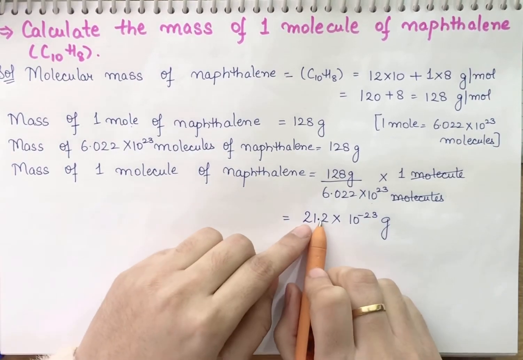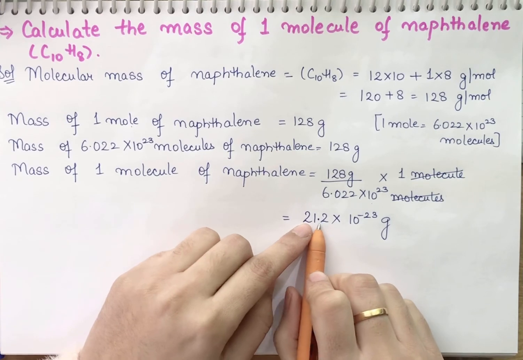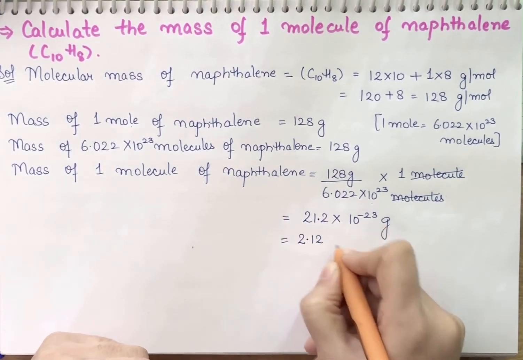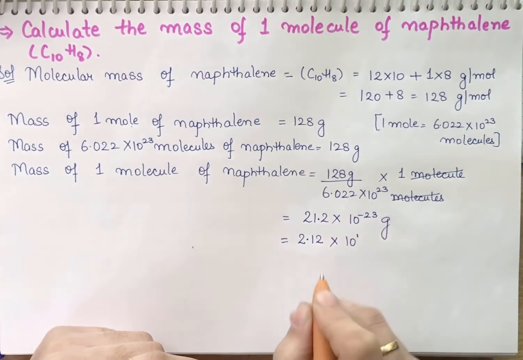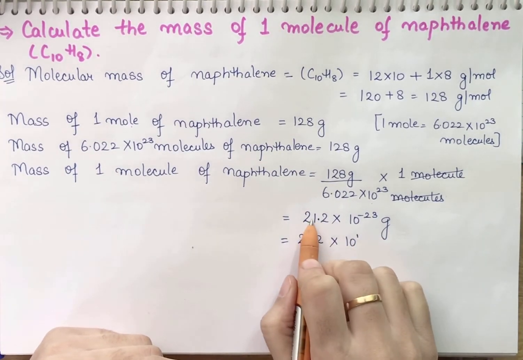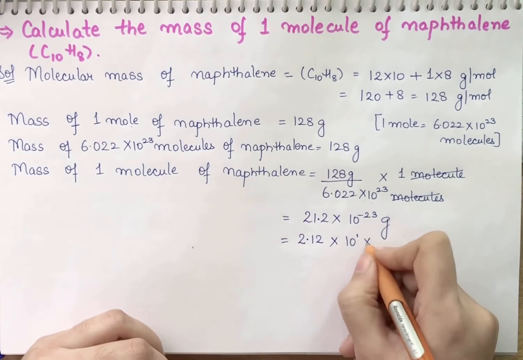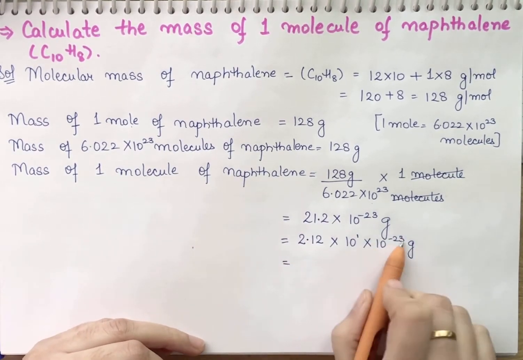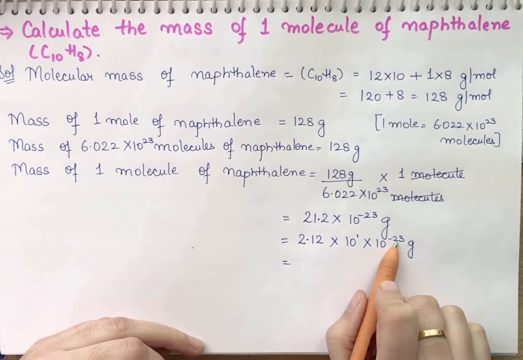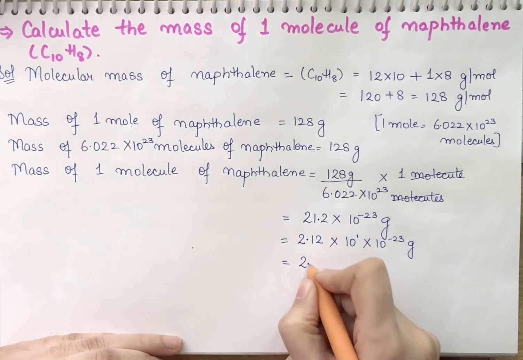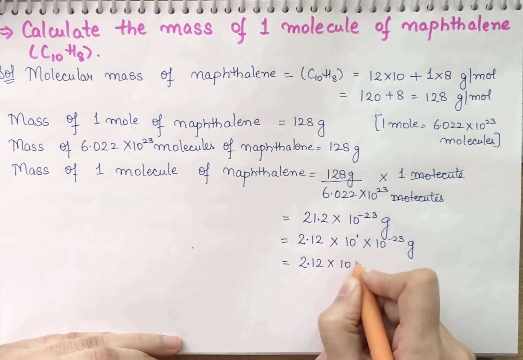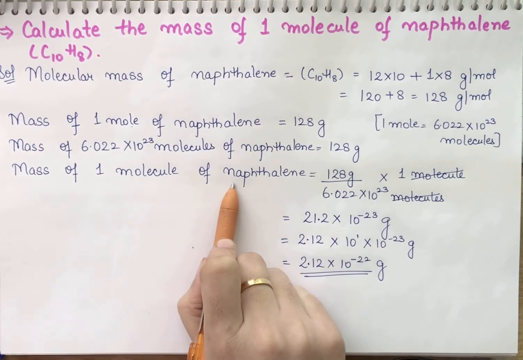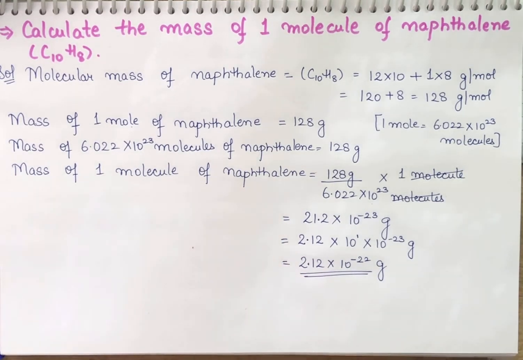What I'll do, I'll simply shift this decimal from right side to left side, and my value will be in positive. So 10 raised to power 1, because I have moved the decimal up to one place, into 10 raised to power minus 23 gram. Now I know that if I'll add these two values, I'll get answer in minus. So 2.12 into 10 raised to power minus 22 gram. That is the mass of one molecule of naphthalene.